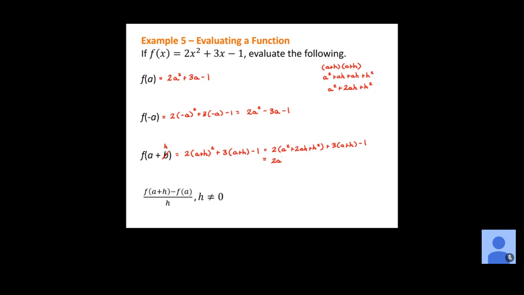It's going to give us 2a squared plus 4ah plus 2h squared. And then we can also distribute the 3 into that other set of parentheses. So that's going to be 3a plus 3h, and then minus 1.